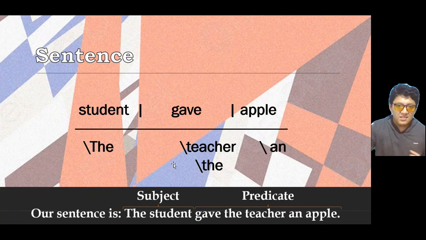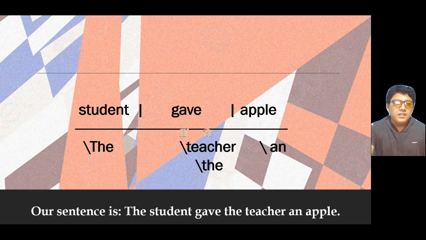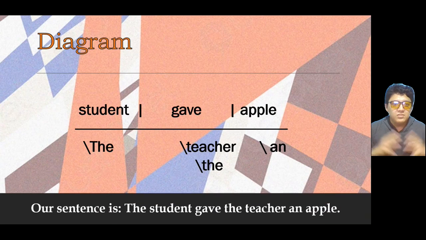And with this in mind, we can order the phrase, the sentence, into a subject and predicate. Like this sentence: the student is the subject, and the predicate is got the teacher an apple, and we get the result with the diagram. And this is the explanation that I have to give about this diagram.